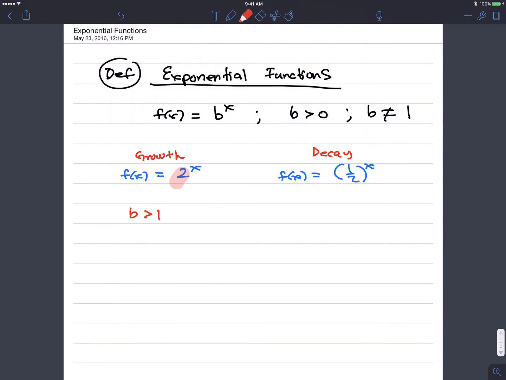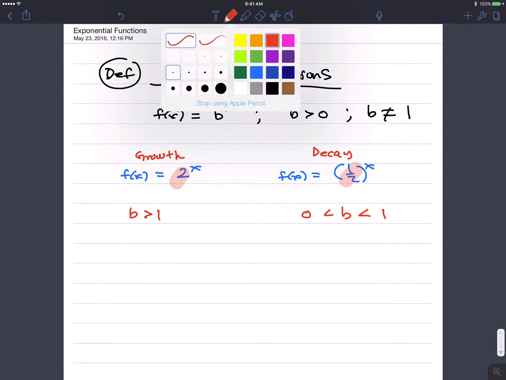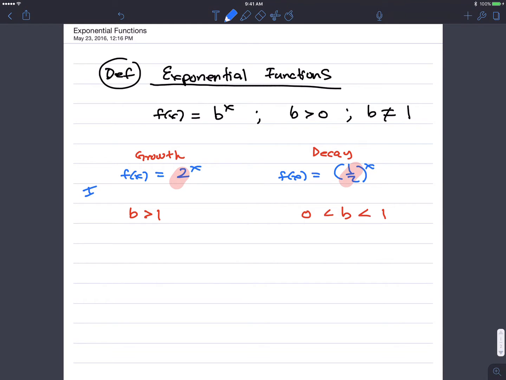If the base is between 0 and 1, so I have 0 less than b less than 1, this is going to be a decay exponential function. So there's two types. Remember, your base has to be positive. Base could not be 1. And so that gives you two situations. So I'll say this is a type 1 situation, and this is a type 2 situation.